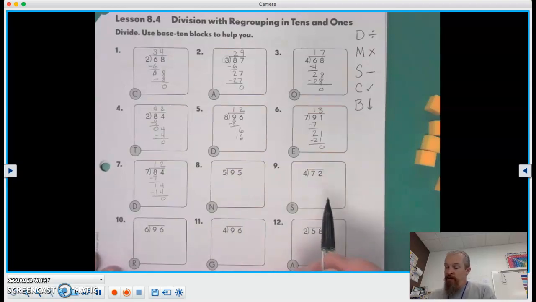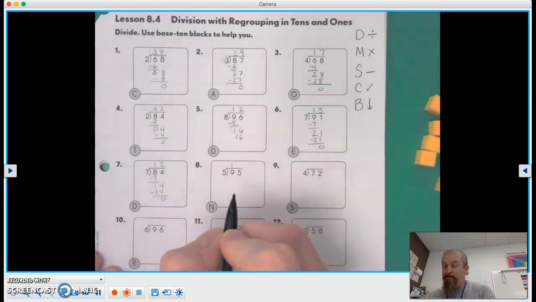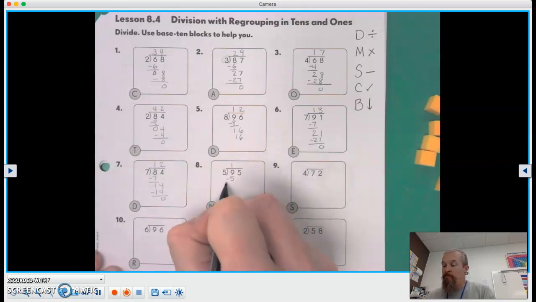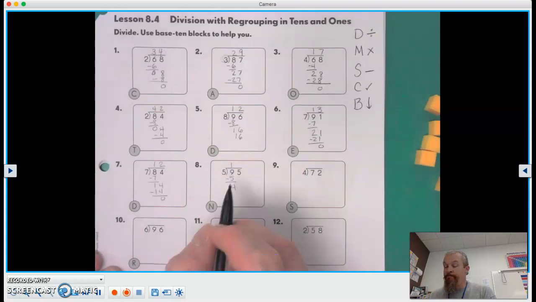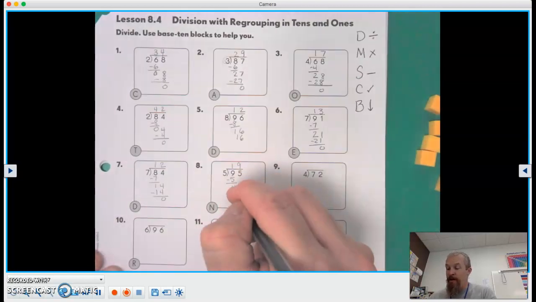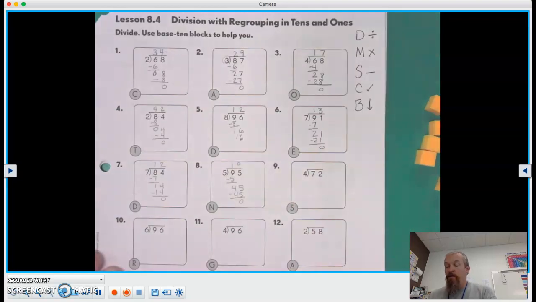So let's check this out. 5 goes into 9 one time. Multiply. 5 times 1 is 5. Subtract. We get 4. Check it. Bring down. How many times does 5 go into 45? Very good. 9 times. 9 times 5 equals 45. Subtract. And we get a 0.